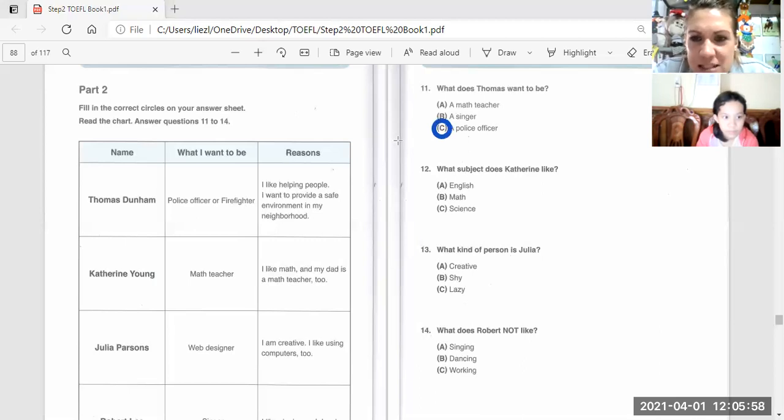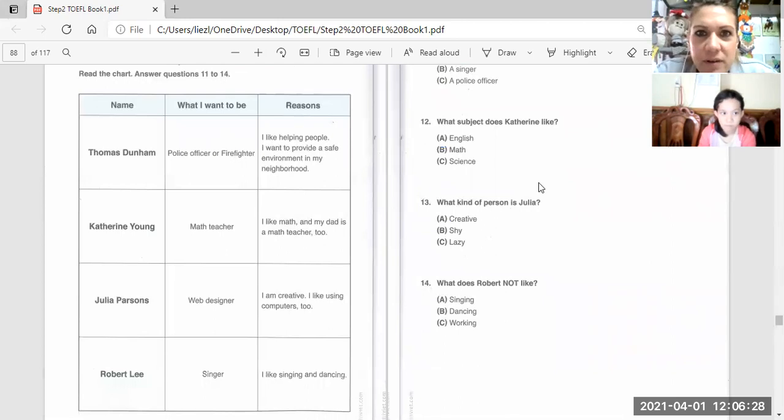Number 12, what subject does Catherine like? She likes math. Number 13, what kind of person is Julia? She is creative, and she likes working with computers. Okay, number 14. What does Robert not like? He does not like working. Working, yes, working. Good job.